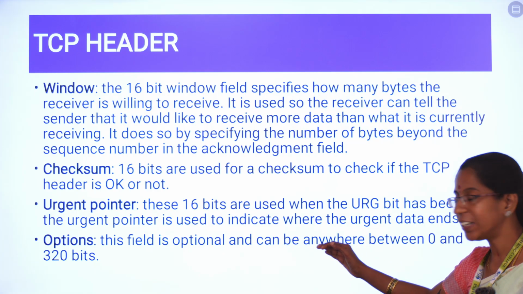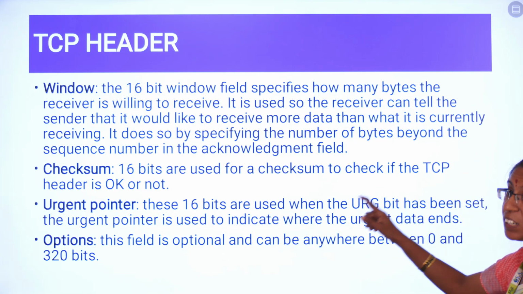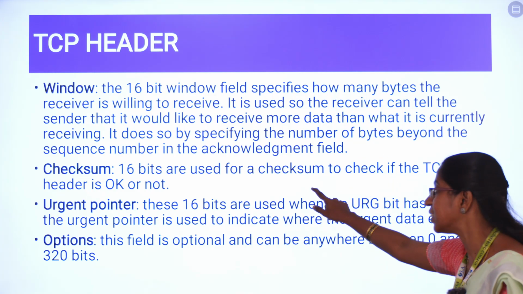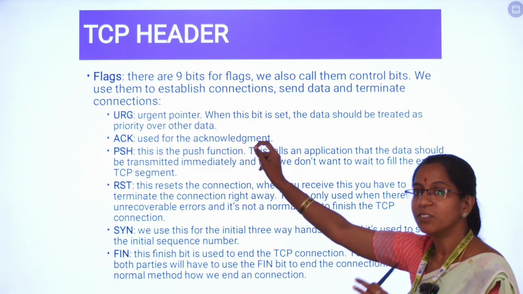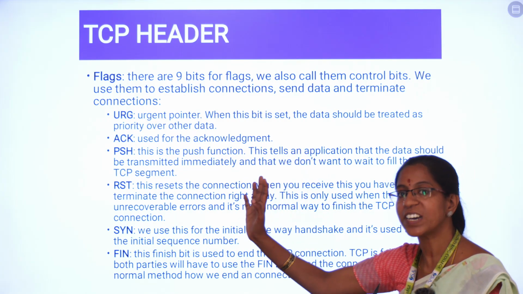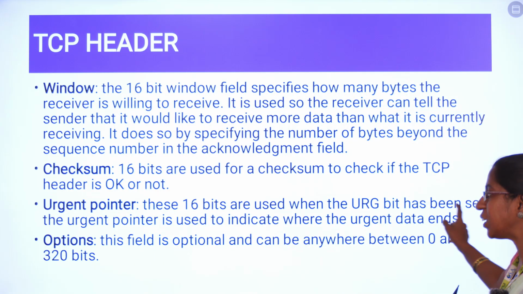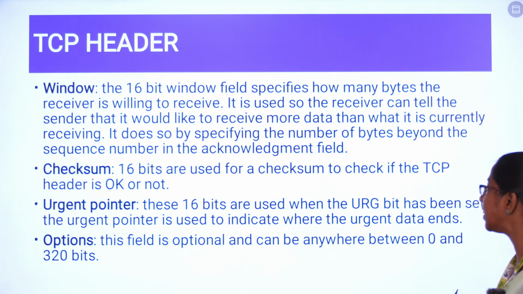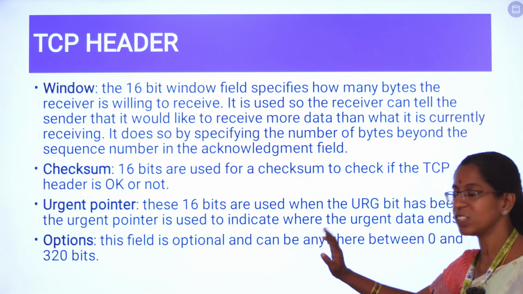Next, the urgent pointer. These 16 bits are used with the urgent bit, the URG bit, the flag bit we already discussed. When URG is equal to 1, it means the data is most urgent. This is the priority. So when the URG bit has been set, the urgent pointer is used to indicate where the urgent data ends.